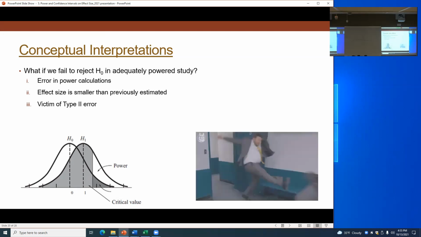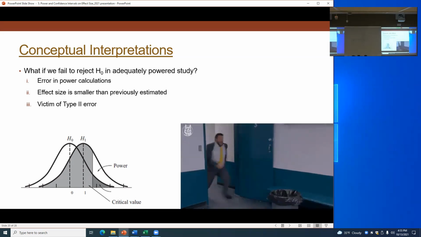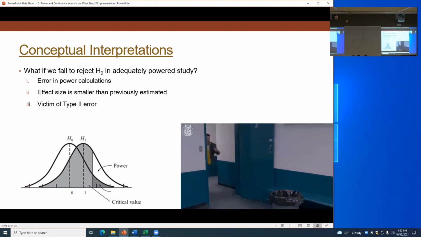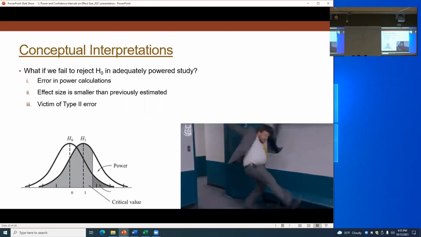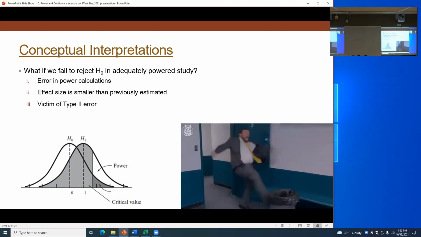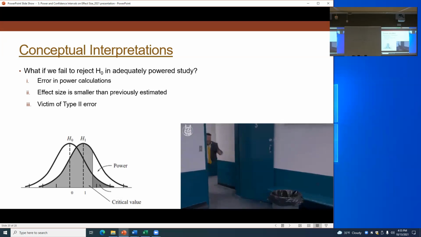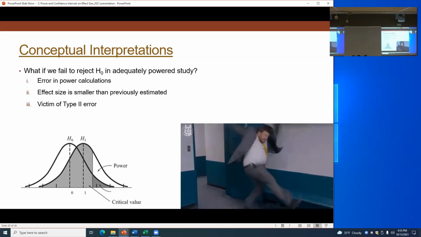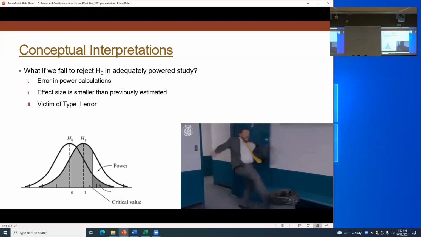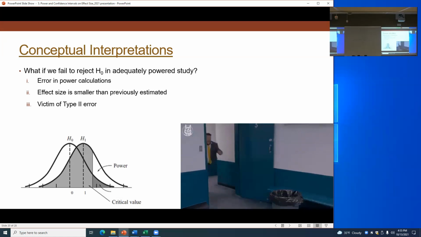Or we're just a victim of type 2 error, right? We went through, we had our effect right. We had our power analysis right. We just ended up in that tail. Like, we didn't do anything wrong. We just got unlucky, right? I powered my test to be able to reject the null 80% of the time, but that still leaves 20% of the time where I'm going to make a type 2 error just because I don't have enough people.